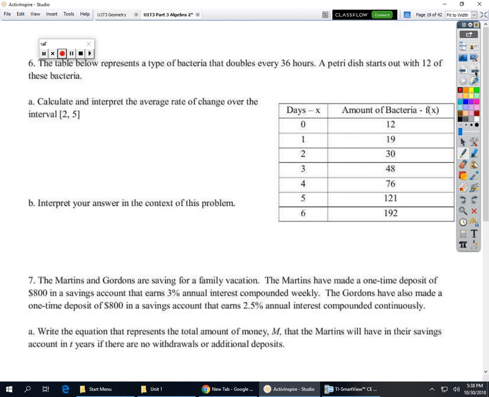The table represents a type of bacteria that doubles every 36 hours. A petri dish starts out with 12 of these bacteria. So you don't need to create an equation. They give you a table, so use it. All right. Oh, wonderful. It's another average rate of change problem.